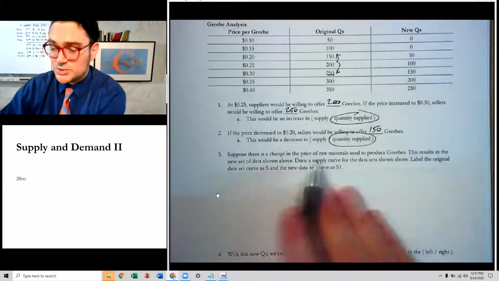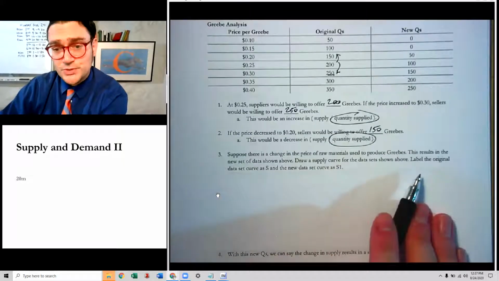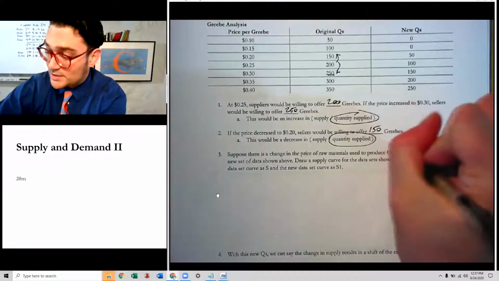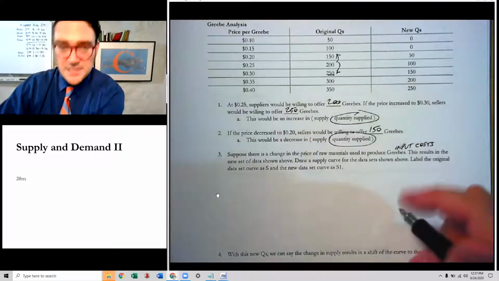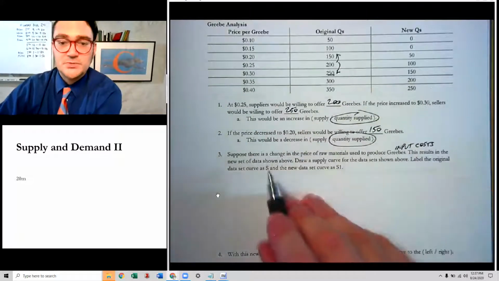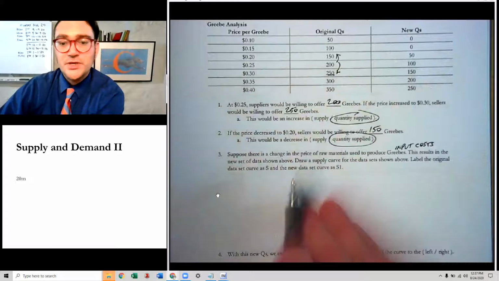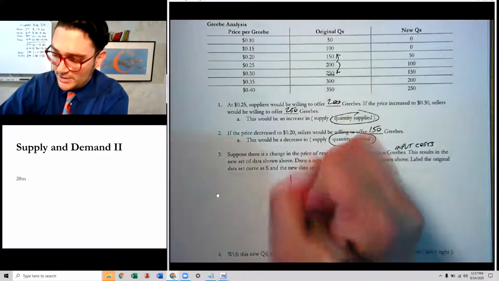Now suppose there's a change in the price of raw materials to produce greaves. That's called an input cost, right? Remember, we've got those 5 shifters, and input costs are a really common one. This results in a new set of data, this one over here. Draw a supply curve for the two. All right, you get the picture.